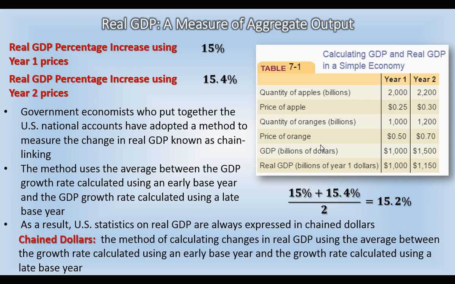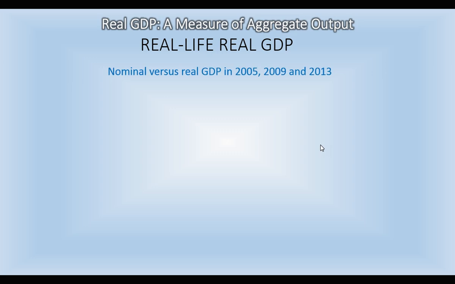Chain dollars, by definition, is the method of calculating changes in real GDP using the average between the growth rate calculated using an early base year and the growth rate calculated using a late base year.